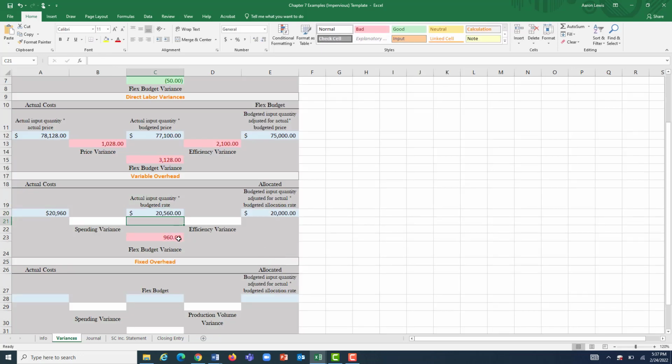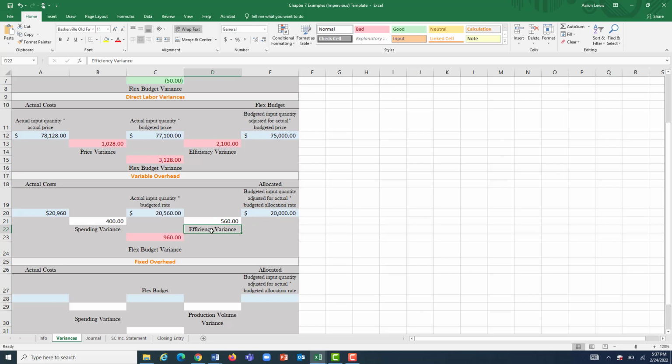And now I can break down that $960 difference that we have into what portion of it can be attributed to a change in our spending for variable overhead, and what portion of that variance can be attributable to the fact that we had to use more or less of the driver than we had proposed. So our spending variance is the difference between actual and our no-name column, and that is $400. The efficiency variance is the difference between our no-name column and the amount that we have allocated using our standard costing system, and that's $560.